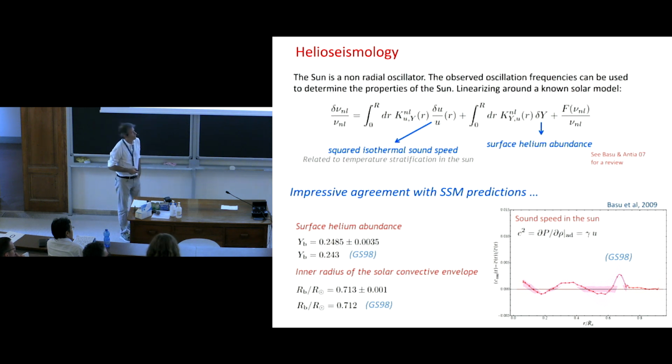Now, there was an impressive agreement until a few years ago between standard solar model predictions and helioseismic inferred quantities, and you can see here the predictions of this specific standard solar model. I will come back in a minute to the meaning of this acronym. For the surface helium and the depth of the convective region, and also this line here shows the fractional difference between the helioseismic inferred sound speed and the sound speed predicted by the model, and you can see that the agreement is at the level of 0.1% almost everywhere in the solar structure.